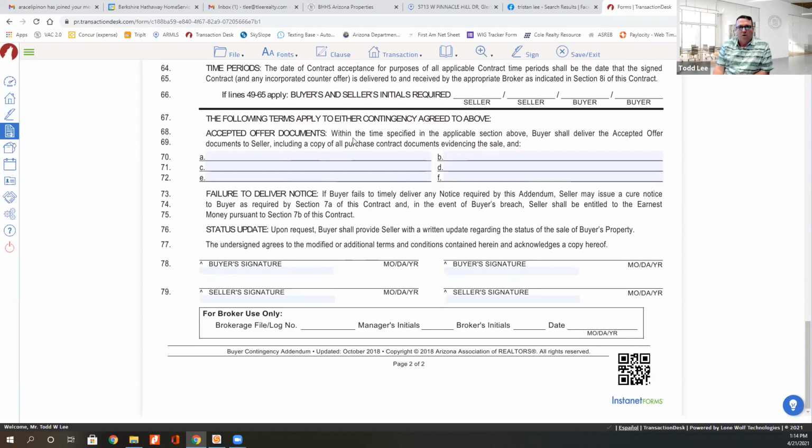Accepted offer documents. Within the time period, the buyer shall deliver accepted offer documents to the seller, including the purchase contract documents evidenced in the sale. And there are several other things they leave you that you could also require.